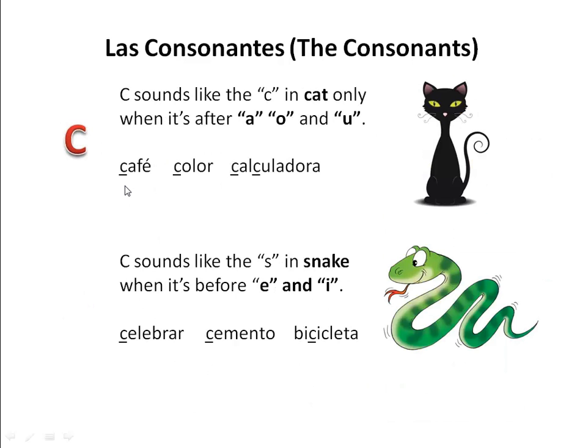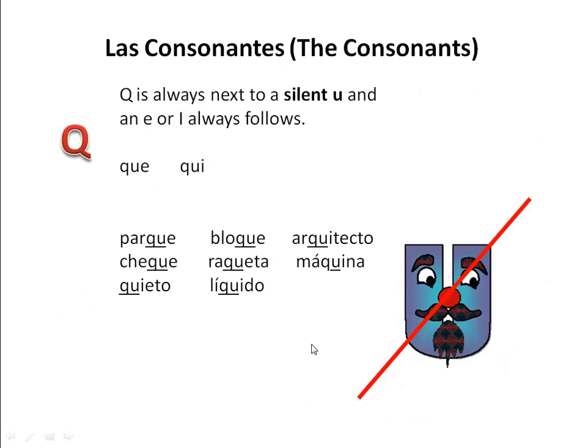Here's some examples. Café means coffee or cafe. Color, color. Calculadora, calculator. Celebrar, celebrate. Cemento, cement. Bicicleta, bicycle.